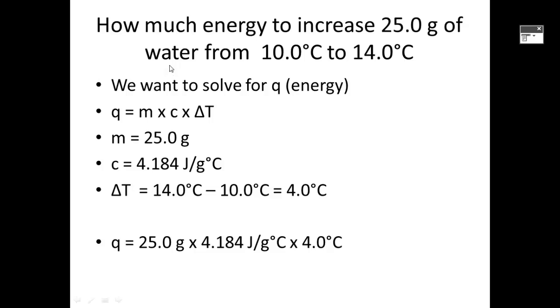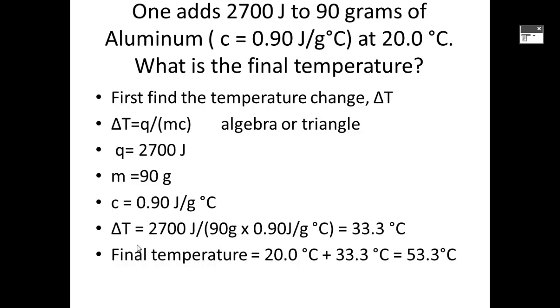Now that depends on the substance. Specifically for water, it takes that much energy. Water has a relatively high specific heat. And my temperature change is, I ended at 14 and I started at 10, so my change is 4 degrees Celsius. I can solve that out, and I can take 25 times 4.184 times 4, and I get 418.4 joules.